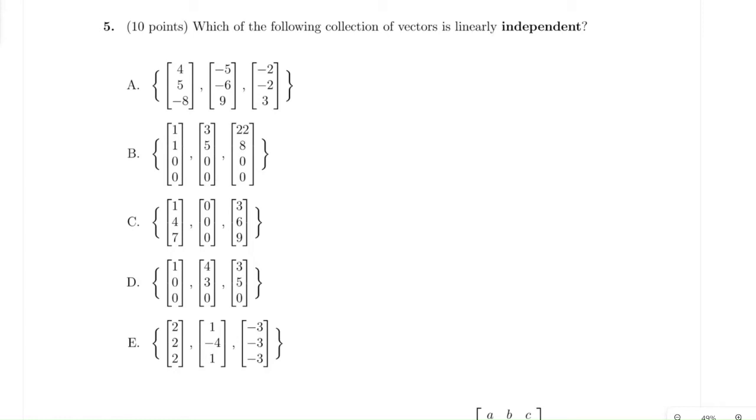So this problem is asking us to see which collection of vectors are linearly independent. Right off the bat, we can see that this one is not linearly independent because this is a constant multiple of this vector. Similar thing with this one: the 0 vector can be written as a linear combination of any vectors as long as the coefficients are 0. So that means any set with a 0 vector is not linearly independent.